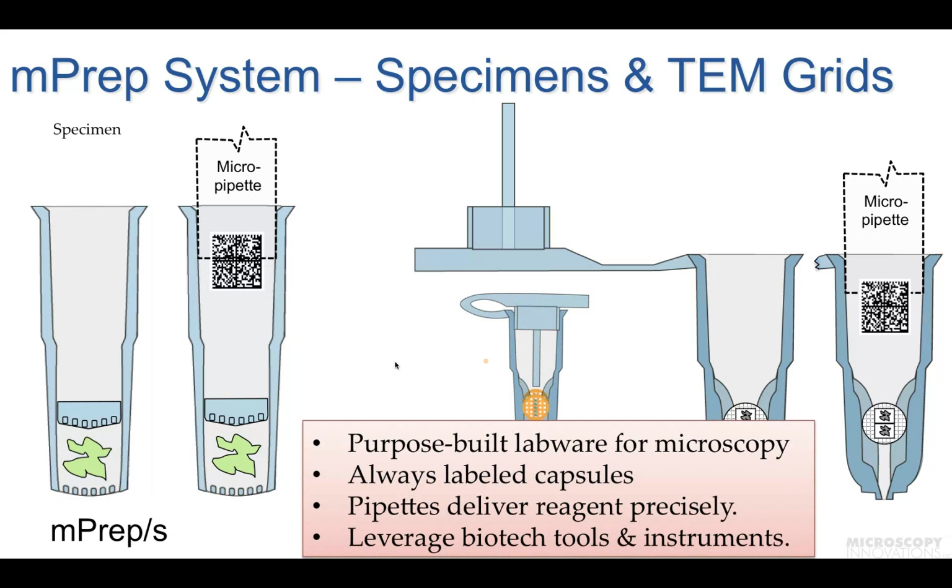As I said, this is a purpose-built labware that's designed for the needs of microscopists. The capsules can always be labeled, therefore the specimen or the grid is always labeled. By using pipettes, we can deliver reagent precisely and conveniently. And there are a whole suite of biotech tools and instruments that we can now utilize in the microscopy lab.